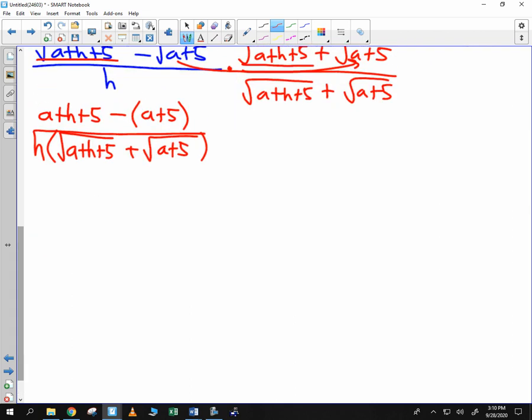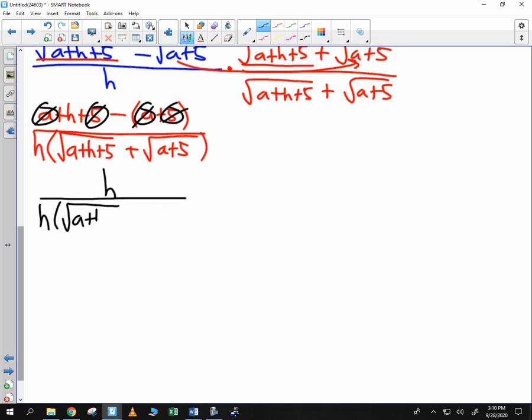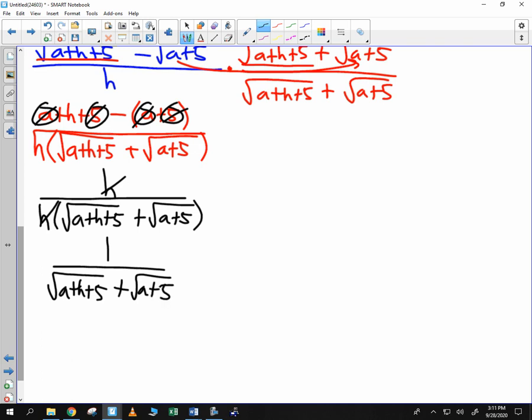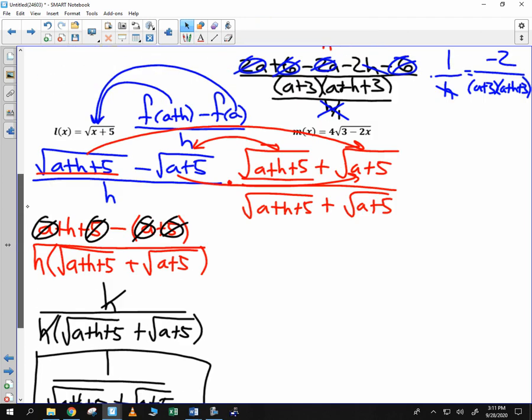And look at what you get. A minus a, that goes away. 5 minus 5, that goes away. You get h divided by h times the square root of a plus h plus 5 plus the square root of a plus 5. The h's are gone. 1 over square root of a plus h plus 5 plus square root of a plus 5. And that's your answer. So notice the h is still canceled. Everything that didn't have an h on top canceled. That's your result. We are not going to do the last one.